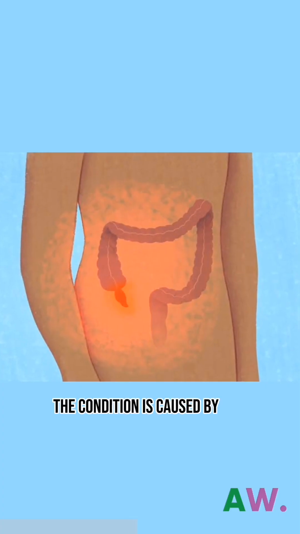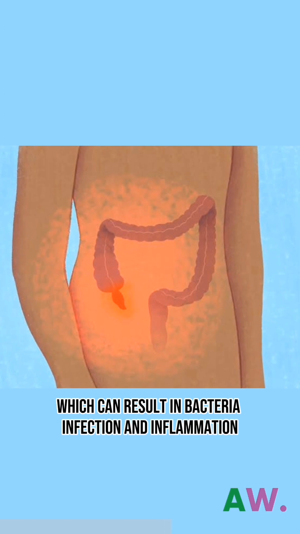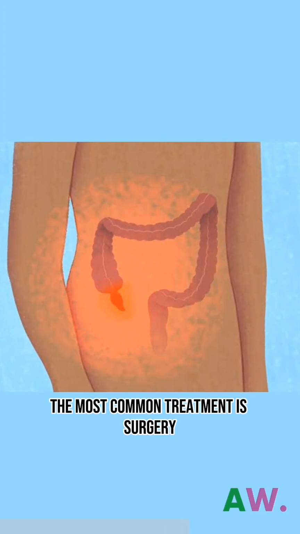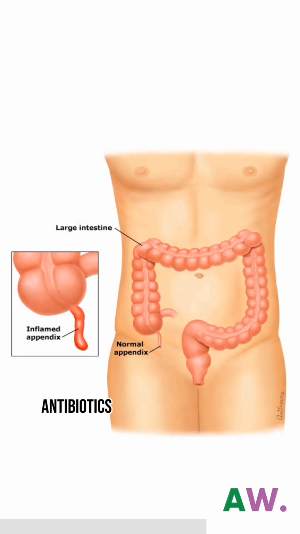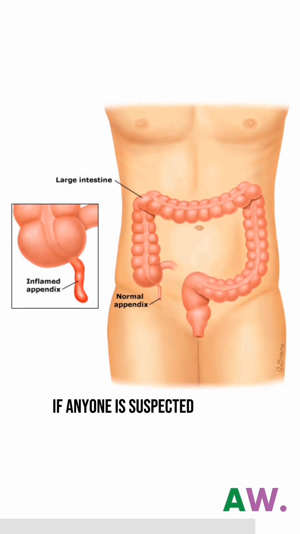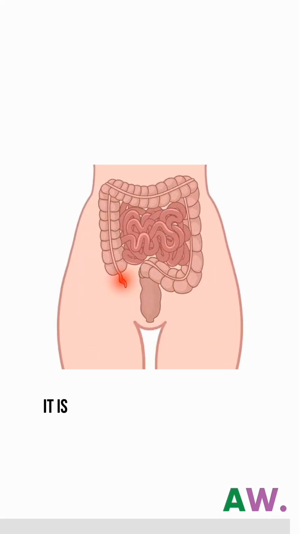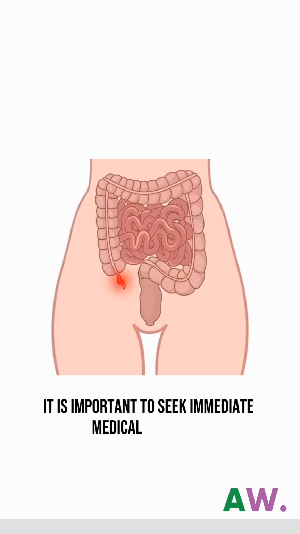The condition is caused by the blockage of the appendix, which can result in bacterial infection and inflammation. The most common treatment is surgery to remove the appendix. Antibiotics are also given in some cases. If anyone is suspected to have appendicitis or is experiencing abdominal pain, it is important to seek immediate medical attention.